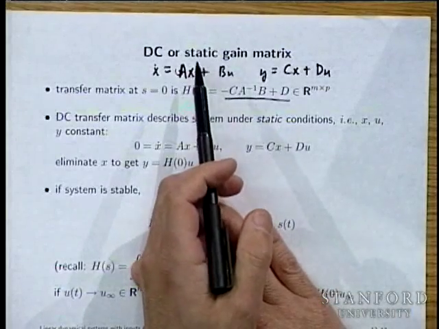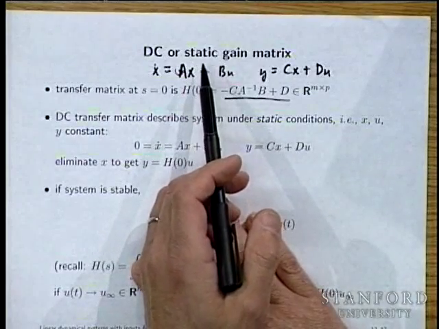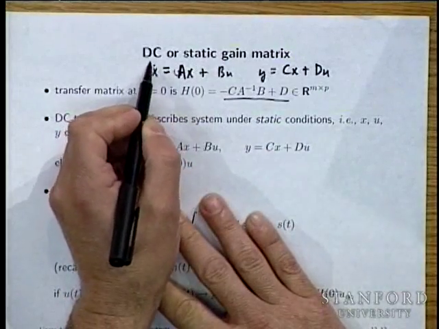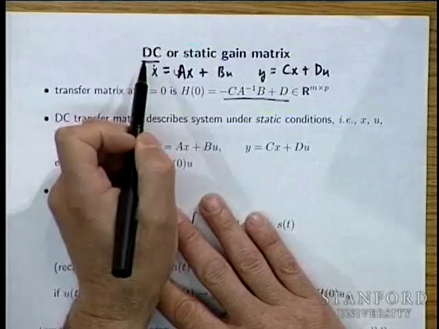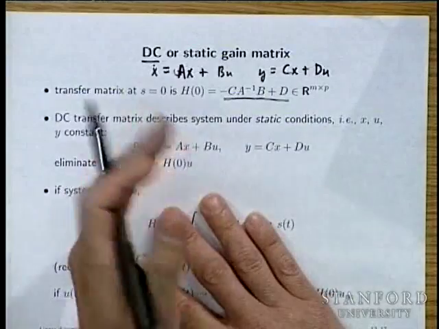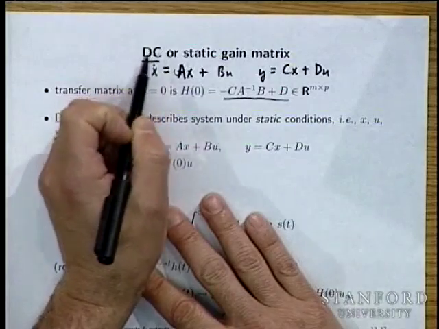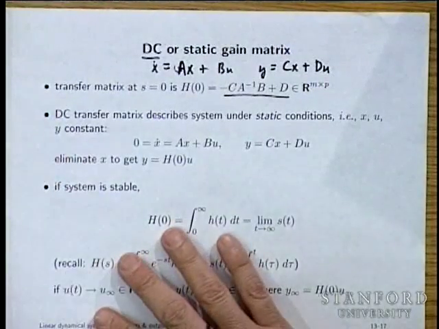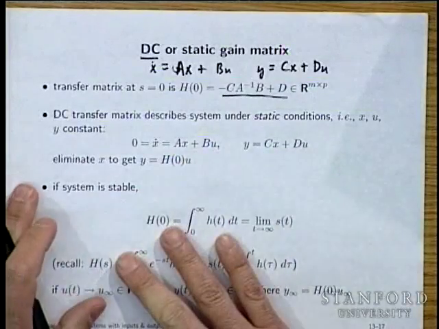The more descriptive term for this would be the static gain matrix. But a rather cool retro term to use is the DC gain matrix. That's direct current. So this goes back to, I don't know, 1910 or something like that. I use this mostly just to irritate people, because it's so retro. And I'll say a little bit in a minute about what happens if A is not invertible.